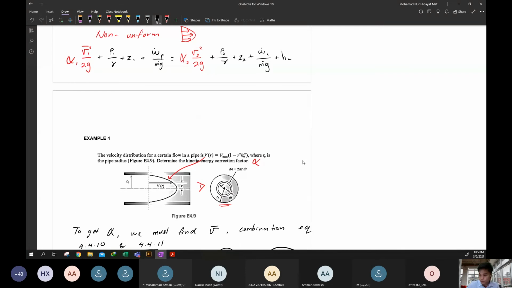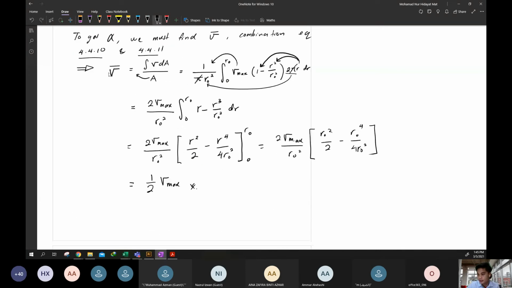So next, this is the velocity average, which is half Vmax. When you try to solve this one, I believe you know already. I hope you know how to solve this one. So you will get this final value.